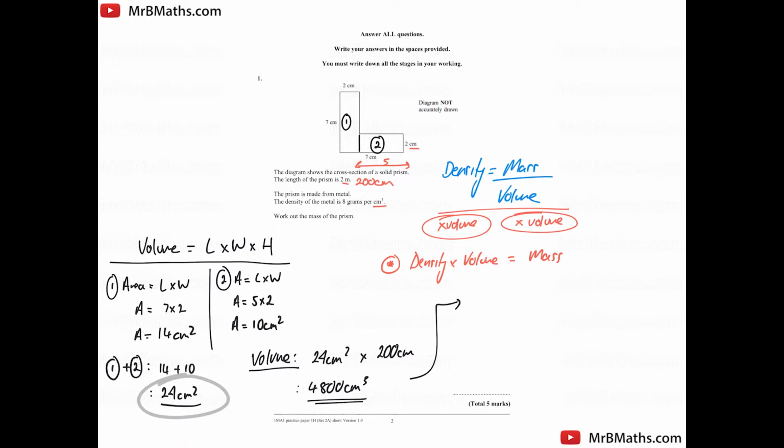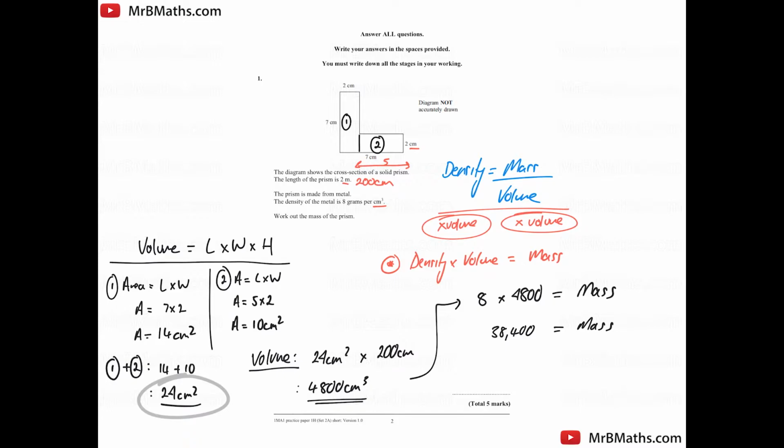Okay, so now we have our volume. We can now use this formula. So we've got our density, which is 8 times by our volume, which is 4,800, and that will give us our mass. 8 times 4,800 gives us 38,400 for our mass.